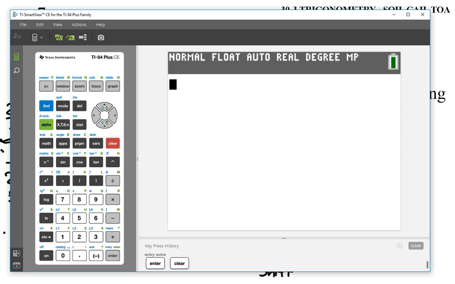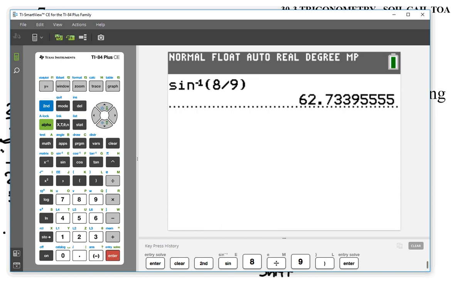Well, what do we want? Second function sine, because we're finding an angle, and it was 8 divided by 9. So I could punch it in as a fraction, 8 divided by 9, and we get 62.7 or 63 degrees. What was the other choice?